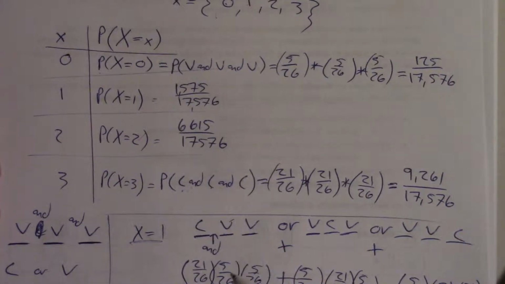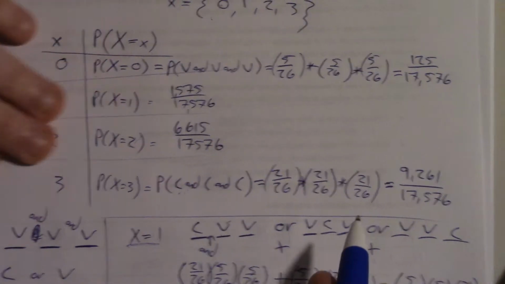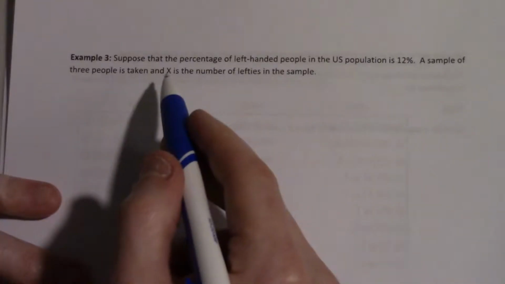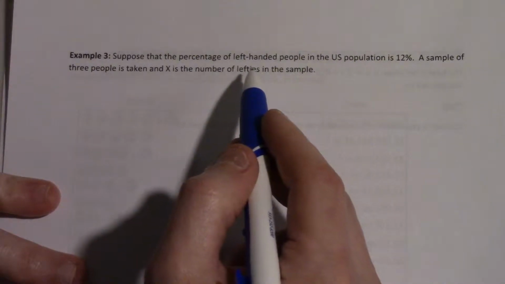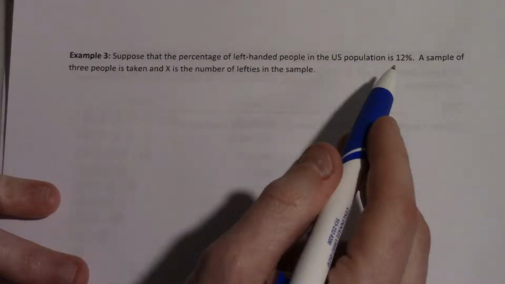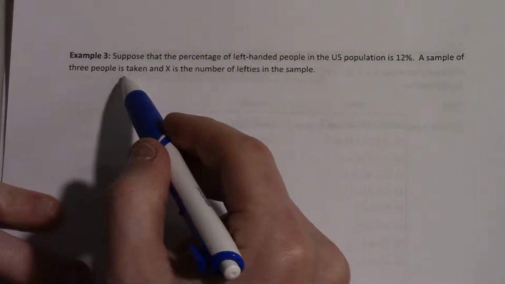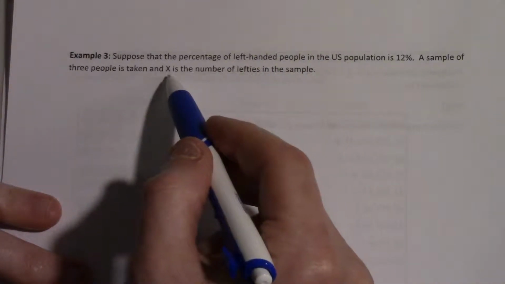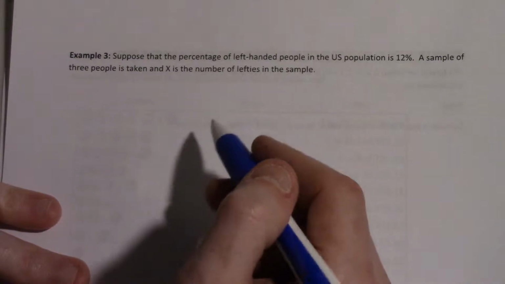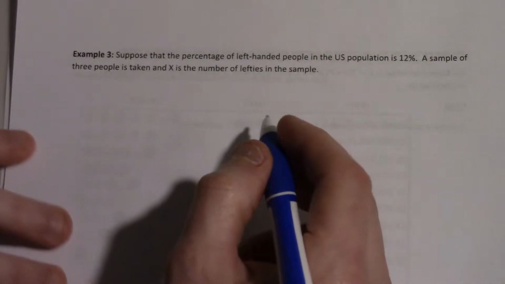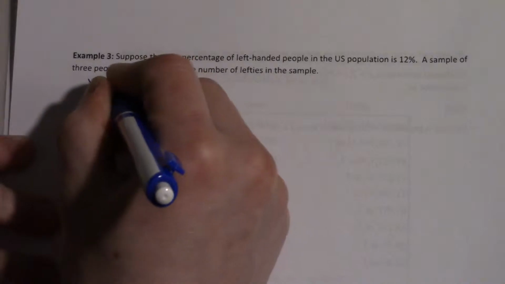Example 3 is pretty similar to this. But there are less fractions. So let's imagine that the percentage of people who are left-handed in the US is 12%. We're going to randomly sample 3 people, and our random variable, what we're counting, is how many lefties do we have. So in our group of 3 people, how many people are left-handed? So that's our random variable, the big X.